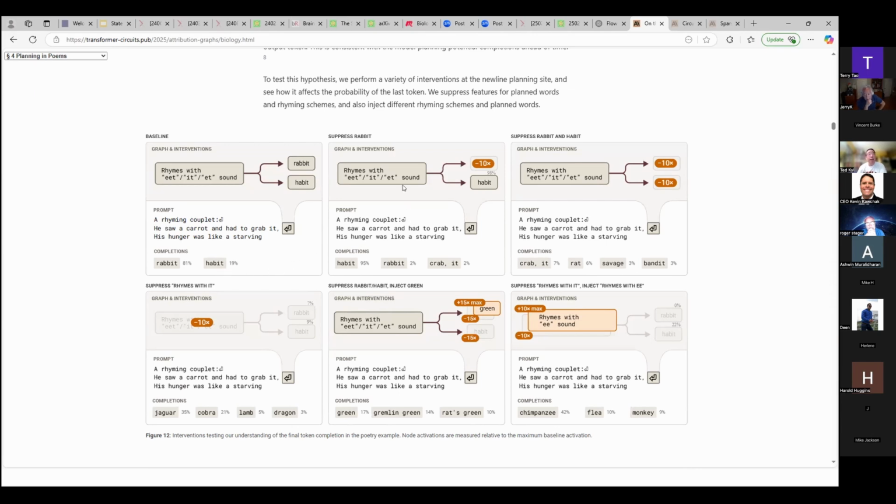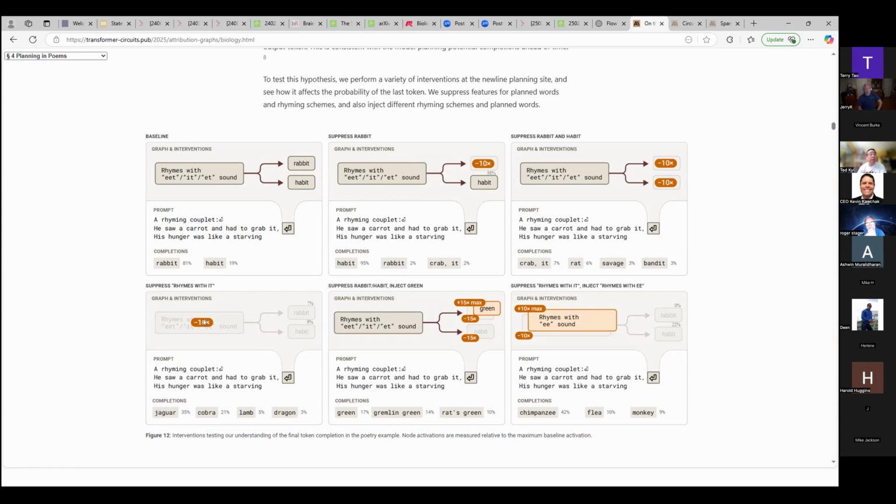Okay, so what if we subtract rabbit very loudly at -10x? Then we can get habit at 95% and rabbit reduced down to 2%. And then actually "crab," comma, shows up in the next token predictions. What if we get rid of both rabbit and habit with -10x? Then you get crabbit, rat, savage, and bandit.